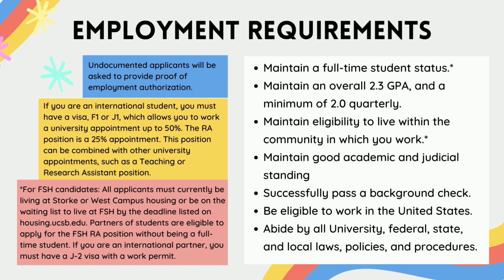We do welcome and encourage international student and undocumented applicants. If you are an international student, you must have a visa F1 or J1, which allows you to work a university appointment up to 50%. Undocumented student applicants will be asked to provide proof of employment authorization. Partners of students are eligible to apply for the Family Student Housing RA position without being a full-time student. If you are an international partner, you must have a J2 visa with a work permit.